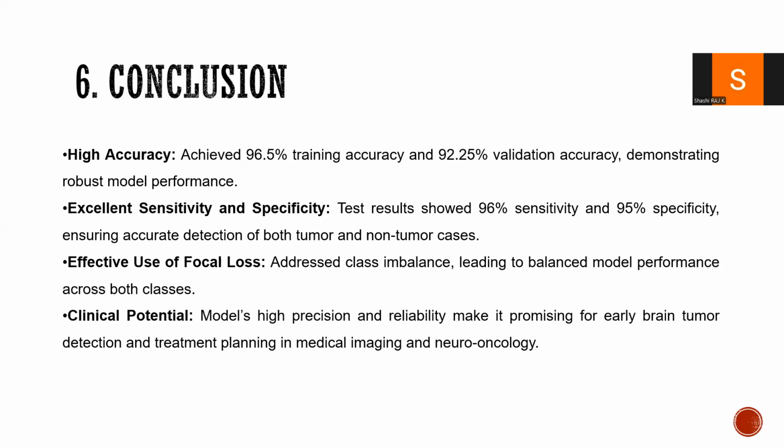The model's significant capacity to discriminate between the tumor and non-tumor classes is demonstrated by the remarkable training accuracy of 96.5% and validation accuracy of 92.25% attained after 25 epochs. The excellent test results, 96% sensitivity and 95% specificity, ensure accurate detection of both tumor and non-tumor cases. Effective use of focal loss addresses the class imbalance, leading to balanced model performance across both classes.